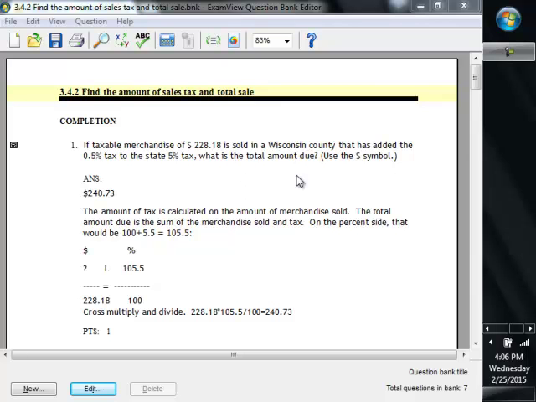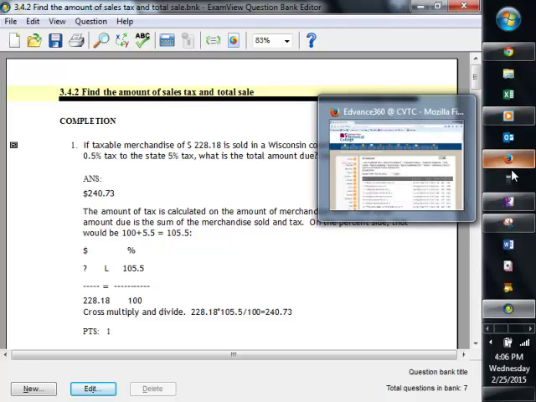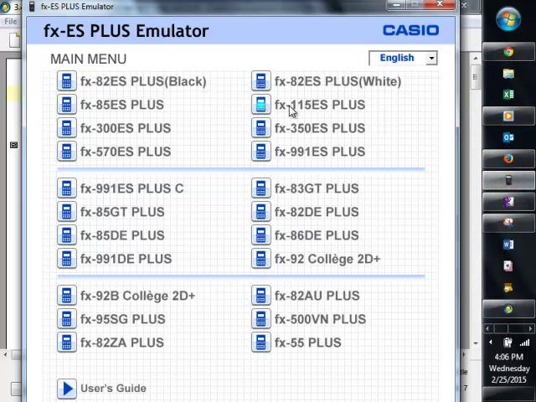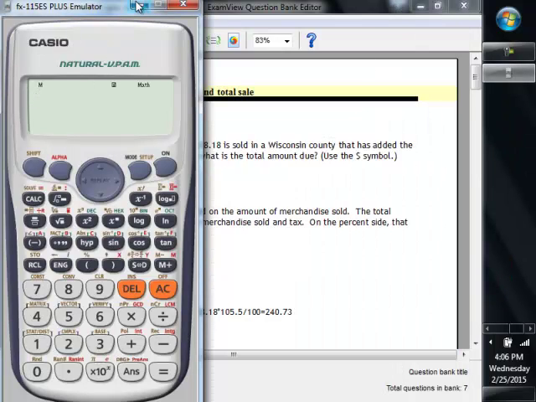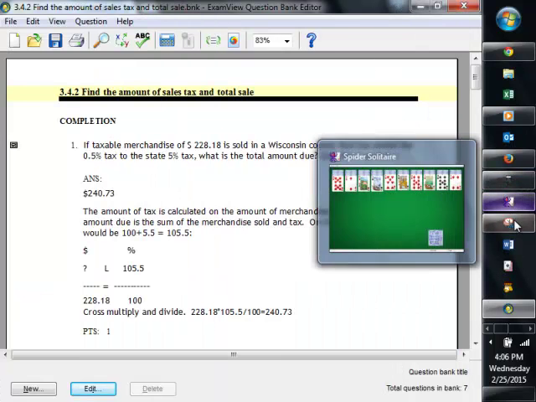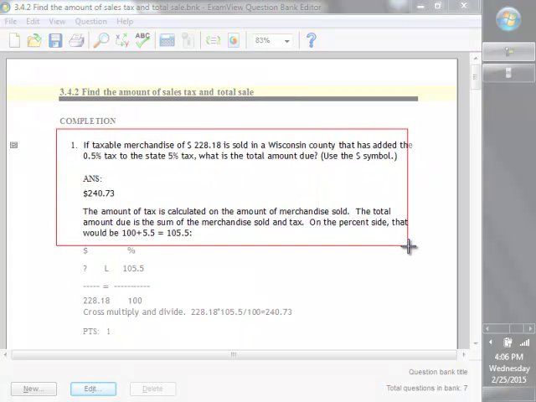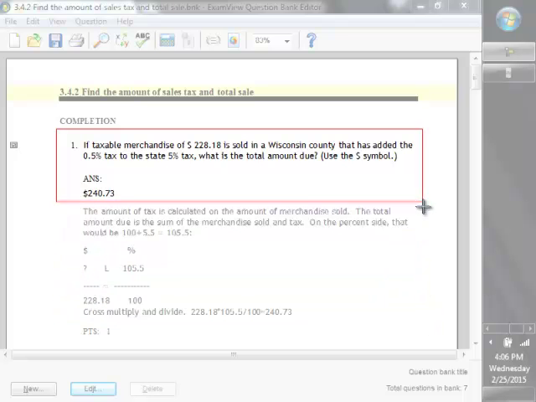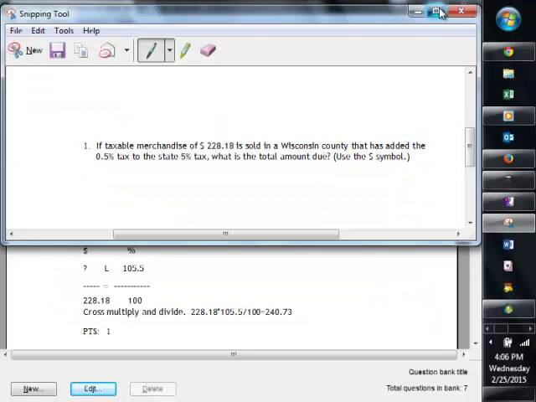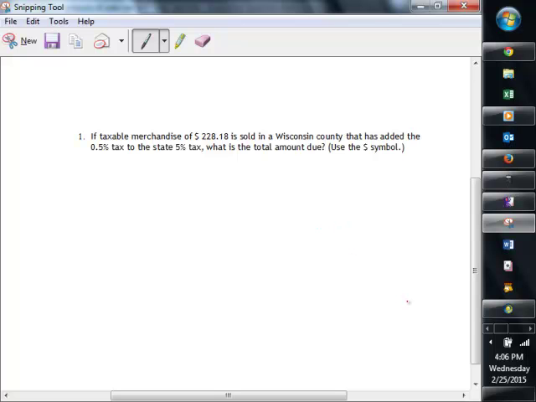In lesson 3.4, one of the things that we're going to talk about is the sales tax, and so let's see how we calculate sales tax in this lesson. We'll start off with this first one. If taxable merchandise of $228.18 is sold in a Wisconsin county that has added the 0.5% sales tax to the state 5% sales tax, what is the total amount due?